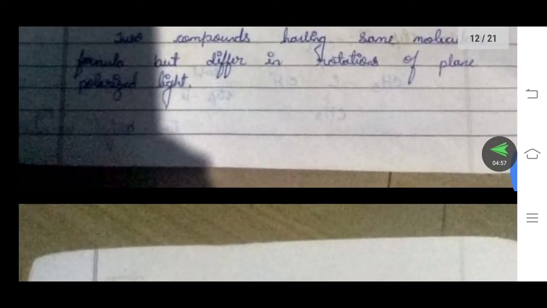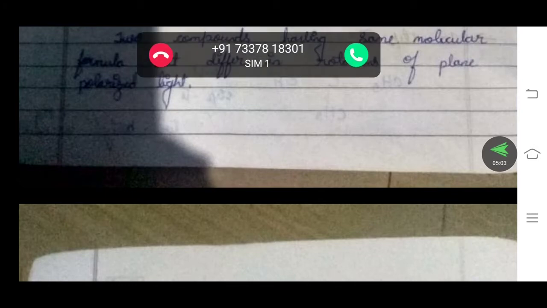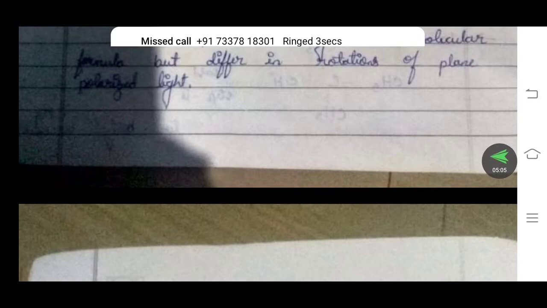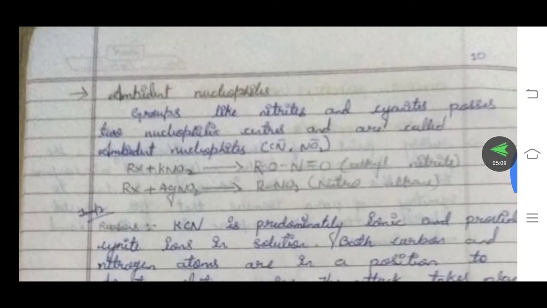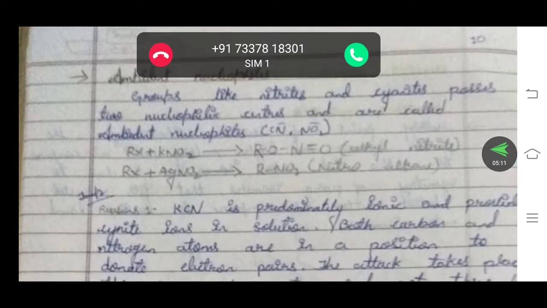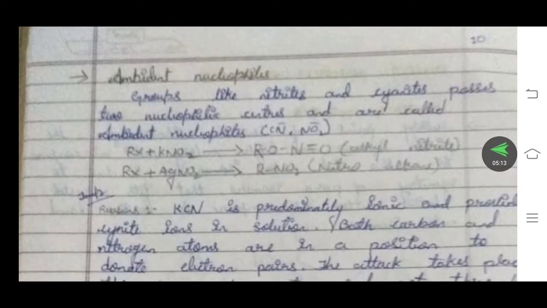If light is rotated clockwise, that is dextrorotatory. If light is rotating anti-clockwise, that is levorotatory. Next one, ambident nucleophiles.